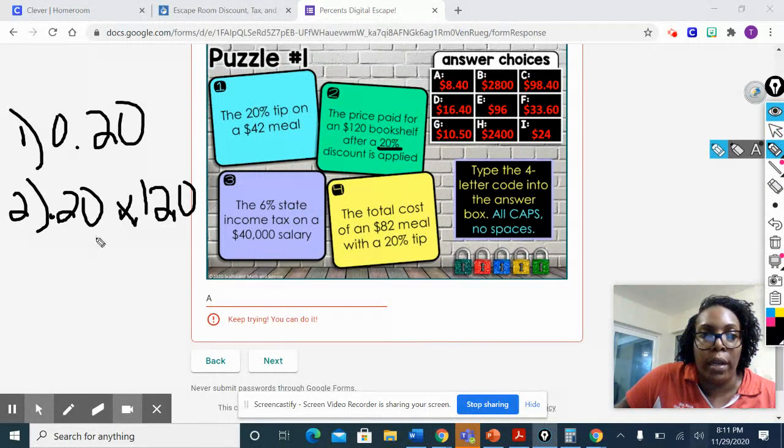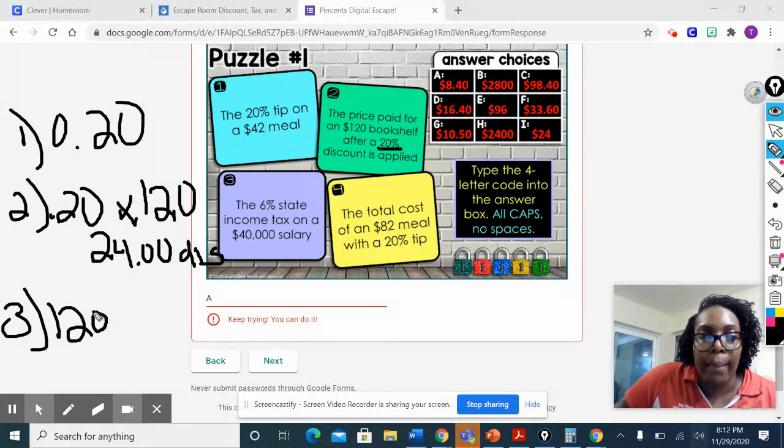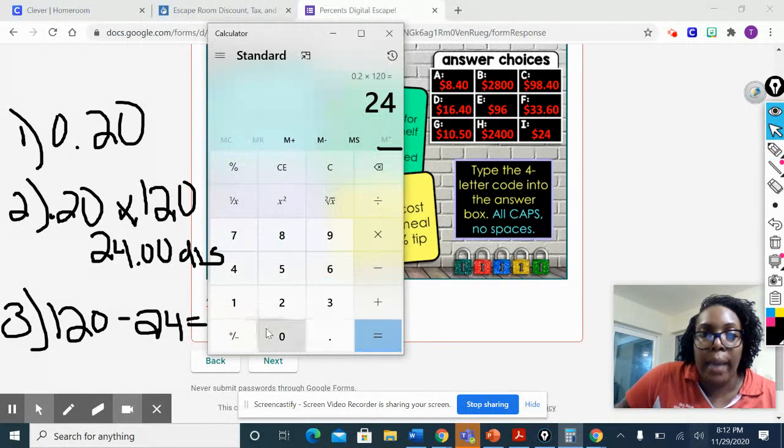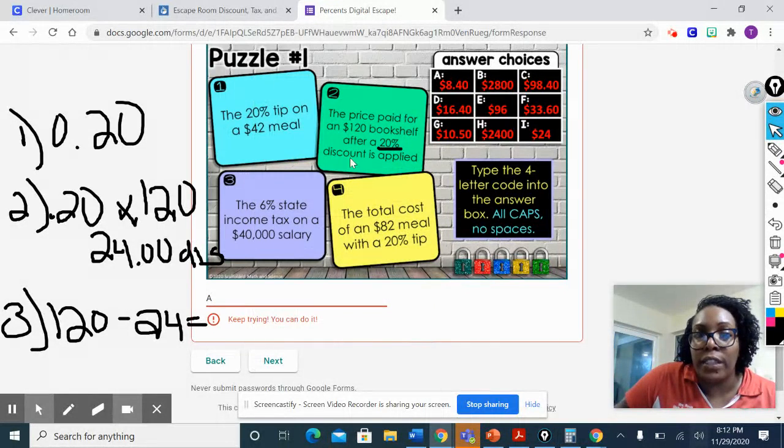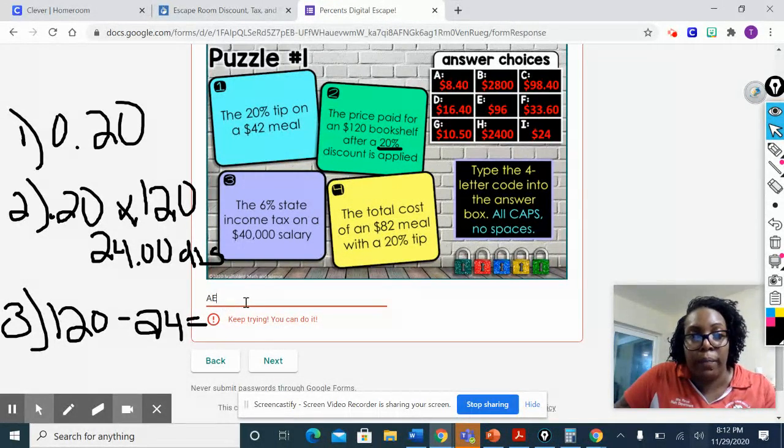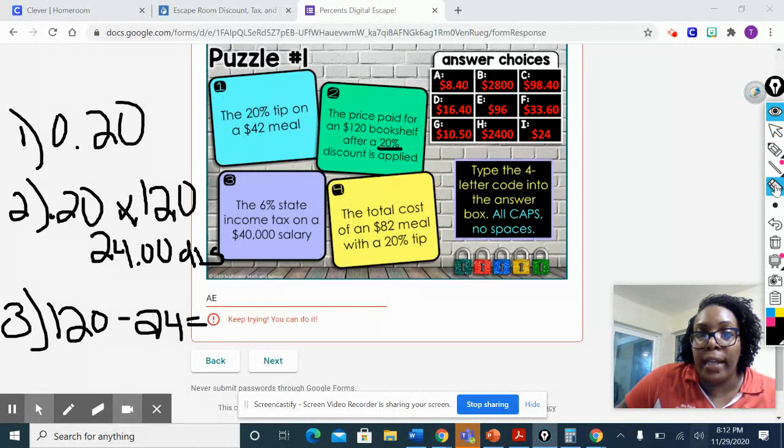Our total is $24. We're going to put $24. Now, $24 is our discount. So now we know, since it's a discount, we're going to take the original cost, which is $120, minus our discount, $24, equals, get your calculator out again, and do 120 minus 24. $96, because they're asking the price paid after the discount, so E. Okay, and let's go ahead and go to the next one.